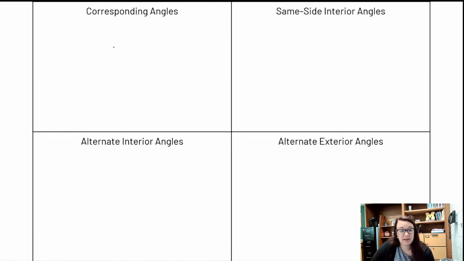Here we go. Corresponding angles, same side interior, and alternate exterior. I'm going to use two parallel lines. Whoa, that looked really weird. Let me try that again. Two parallel lines cut by a transversal for each one of these. Let me draw those in.